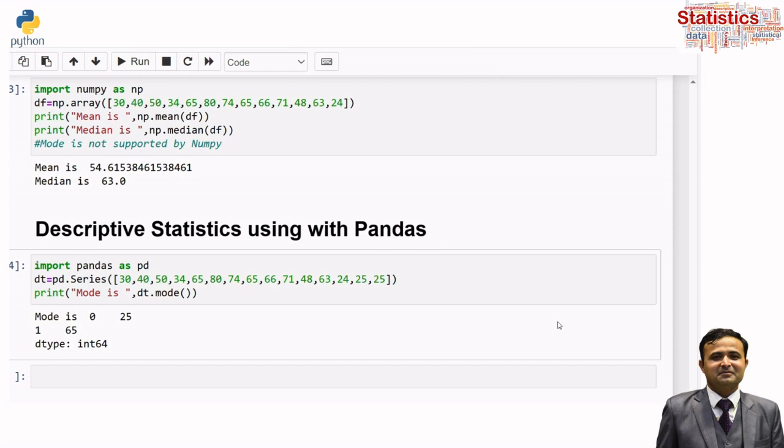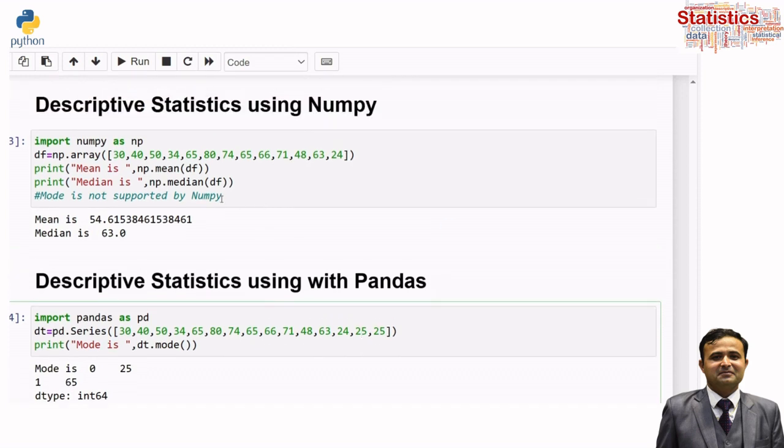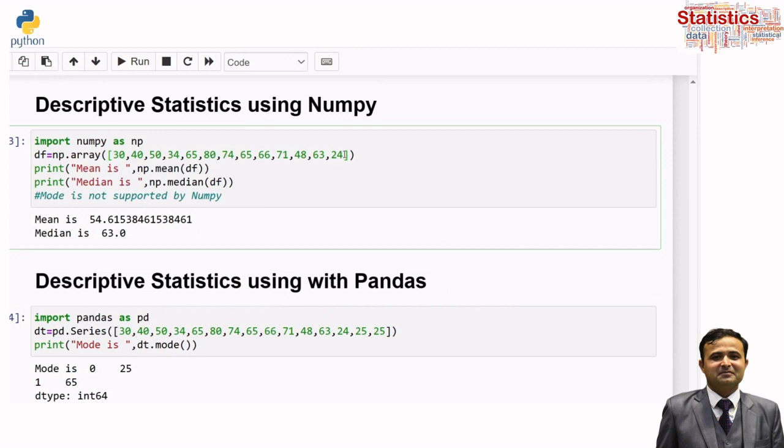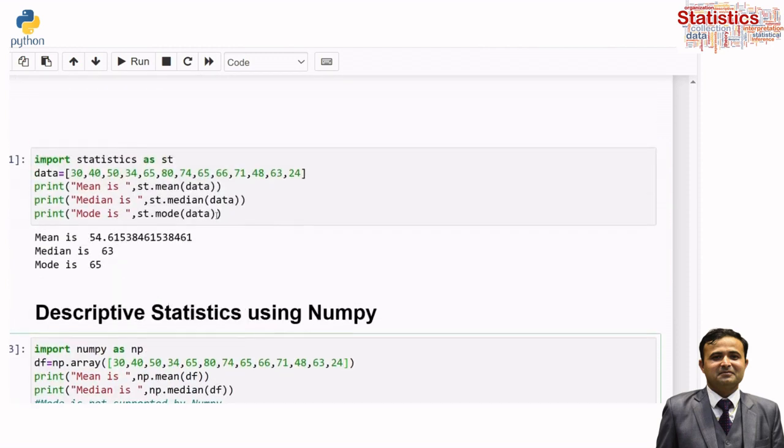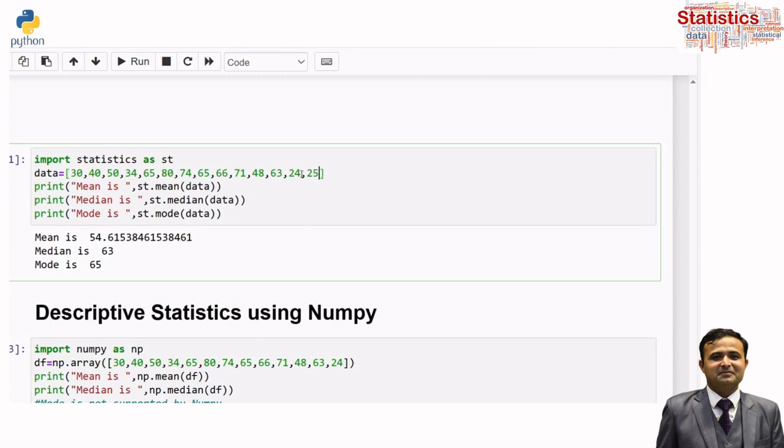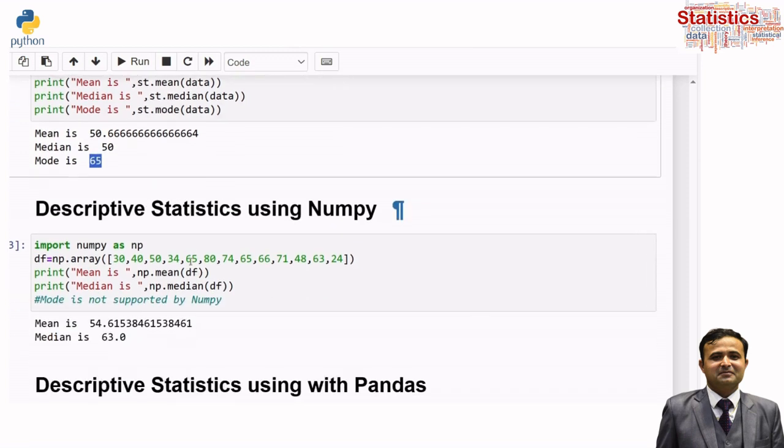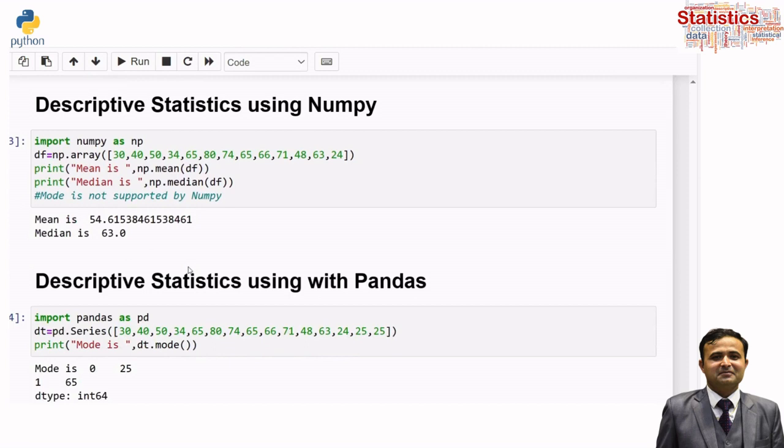So now you can see mode is 0 and 25. Inside this one actually I have repeated two values, the same, 65 and 25, and similar. But inside this, it will give only the single value. So statistics is not so advanced for some cases, but pandas is useful for the data also, as well as some descriptive statistics also.